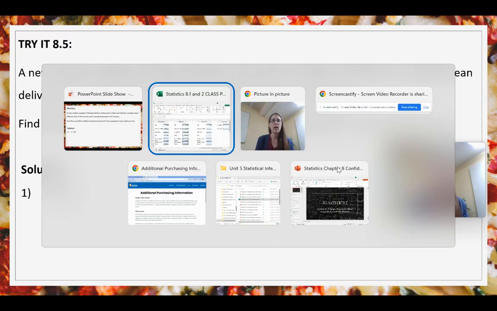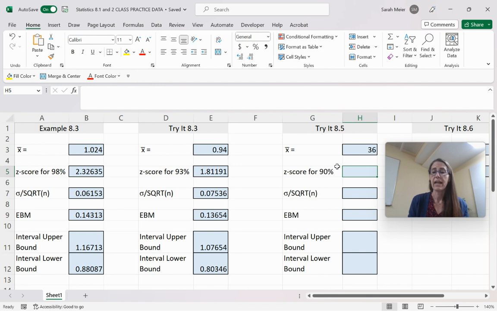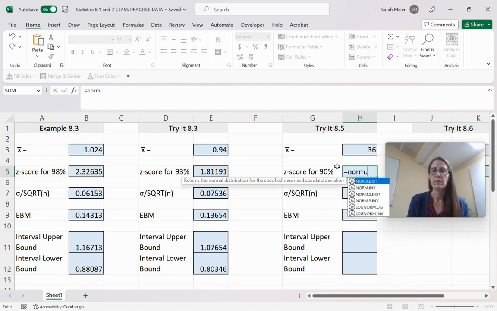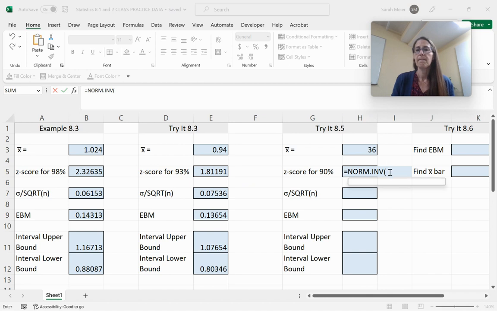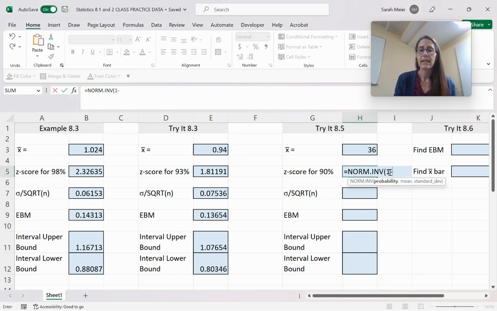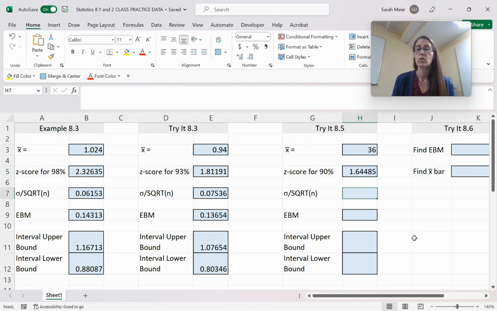We're going to find our z-score for 90%. So remember, norm.inv. And do 1 minus. So 90%, 100 minus 90 is 10. So as a decimal, that's 0.1. We're going to divide that by 2, comma. Our mean is 0. Our standard deviation is 1. So that is our z-score.